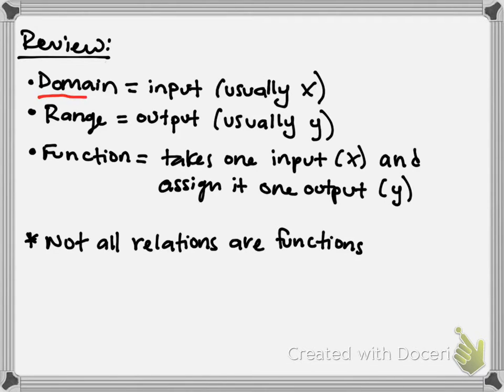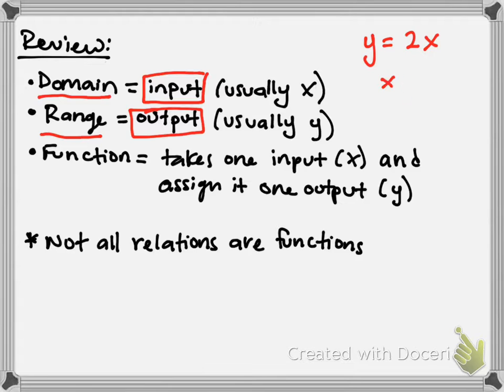So if you hear the word domain, think of that as being an input into our equation. It's usually x. The range has to do with the output, and that is usually y. So if we had an equation, y equals 2x, we could make a table, right? And then we could choose our input values. So if I chose -2 for x, 2 times -2 is -4. So my output would be -4.